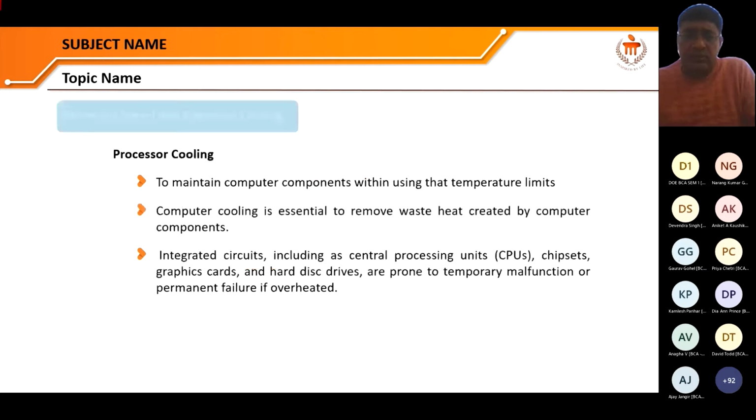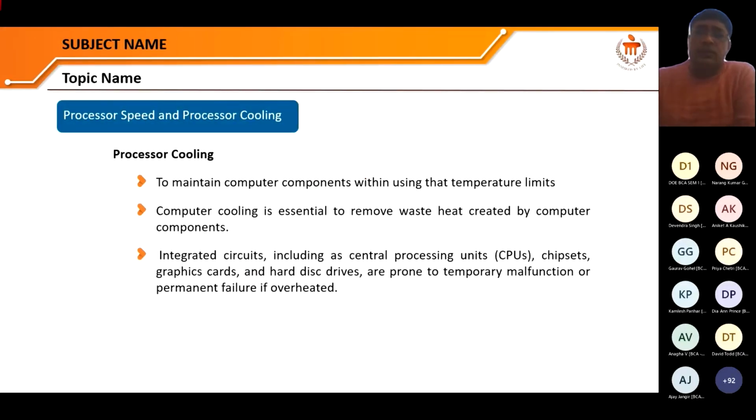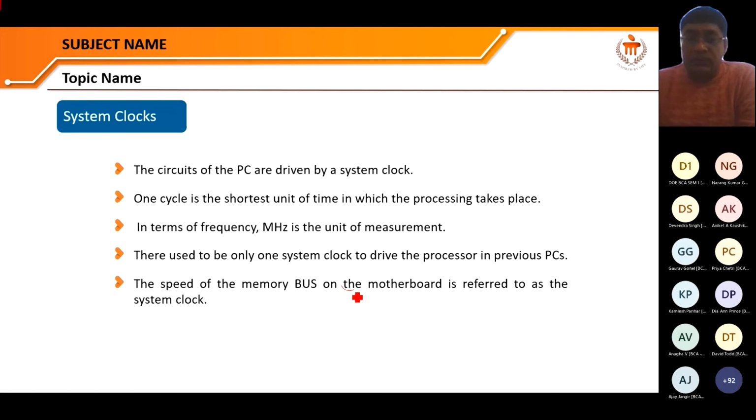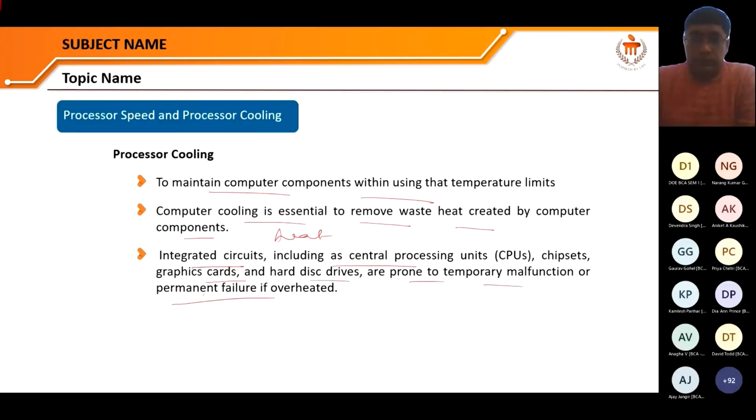Computer cooling is essential to remove waste heat created by the computer components, because it generates heat and it can damage the system. Integrated circuits including the CPU, chipset, graphics card, hard drives are prone to temporary malfunction or permanent failure if overheated, which we have discussed before, the 30 to 40 seconds. Why? Because these integrated circuits, the CPU and any device, can be damaged by overheating. So what is the fan doing? It removes the heat and helps the system cool.